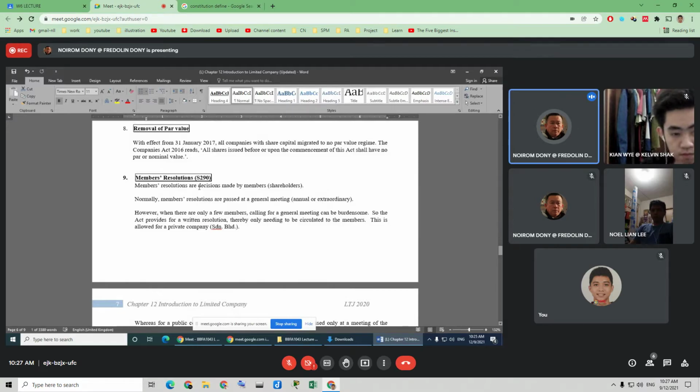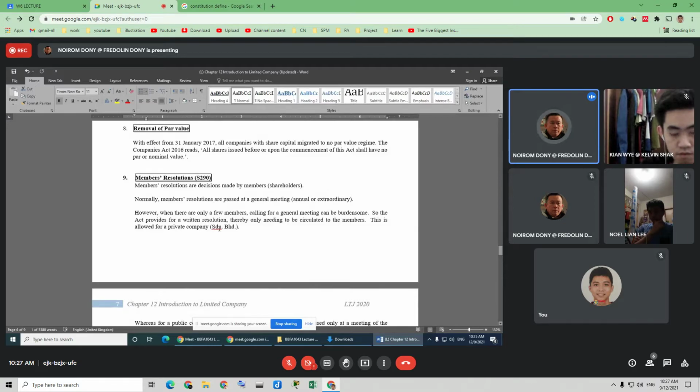Normally, a members' resolution is a decision made by members. Okay, what is a resolution? Meaning, it refers to a decision made by the members, through voting. So normally, members' resolutions are passed at a general meeting. So for general meetings, we have two. One is annual, known as the AGM, annual general meeting, and the other one is extraordinary.